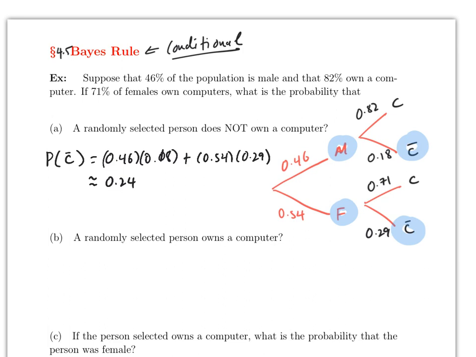To find the probability that the person has a computer, you can do the same thing, or you can just do the complement. The complement of somebody having a computer is the probability that somebody doesn't have a computer. So this will be 1 minus 0.24, which is around 76%.